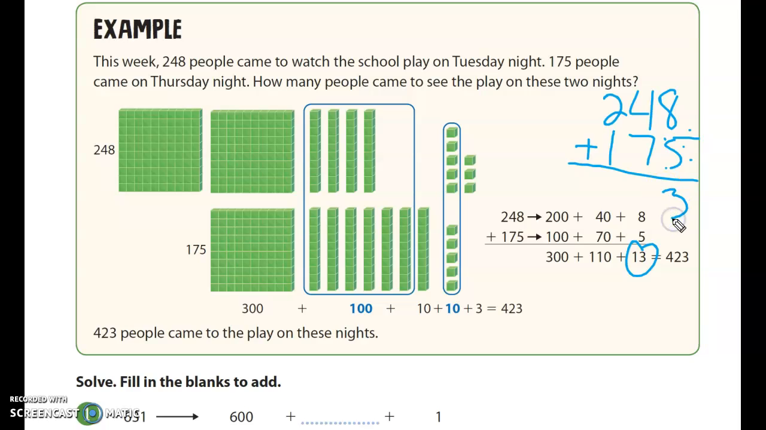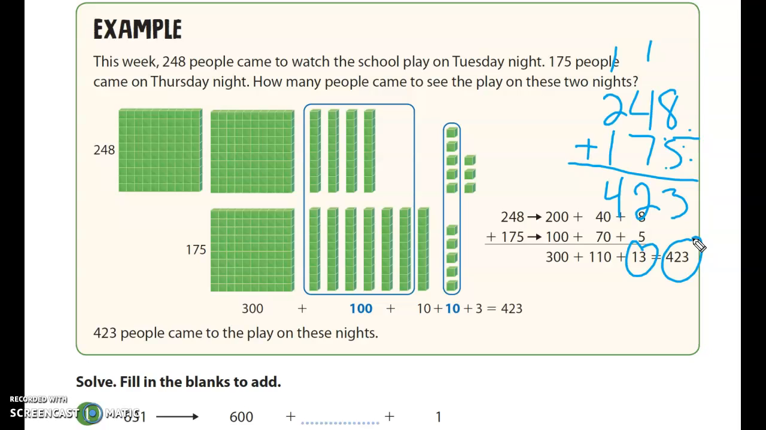Okay, put the 3 down, carry the 1. 4 plus 7 is? 11 plus the 1 more that I carried? 12. Put the 2 down, carry the 1. 2 plus 1 is? 3 plus the 1 that I carried? 4. And that's what they have, 423. Okay? That's one way of doing it. Is that a wrong way? No, that's just another way.